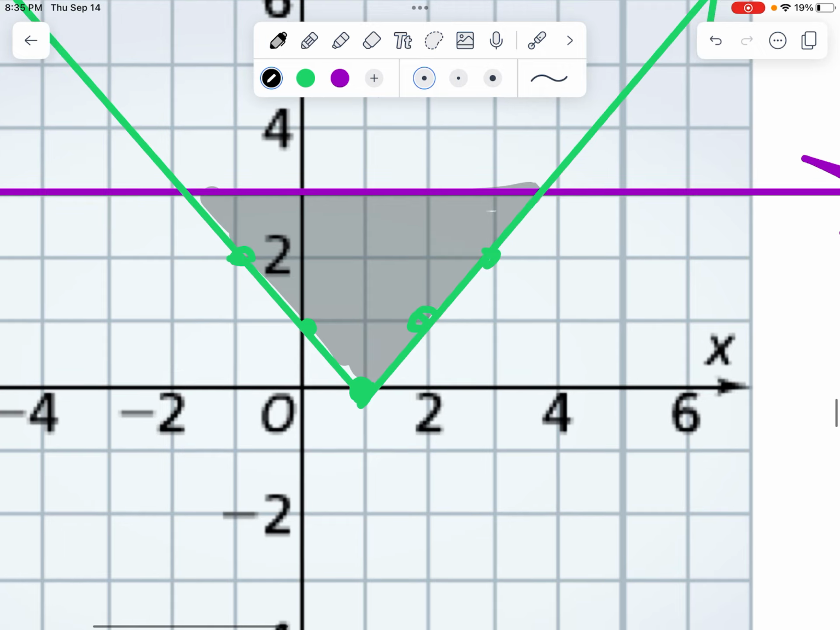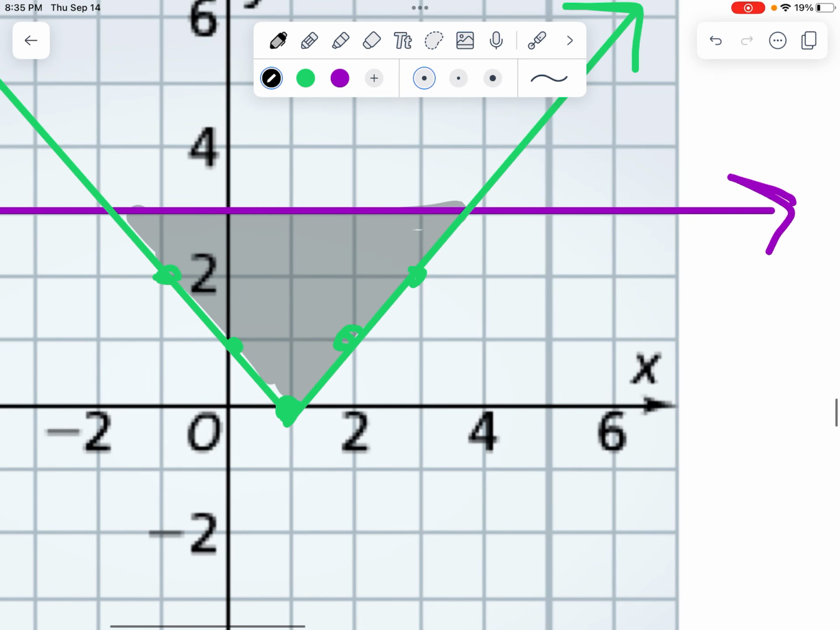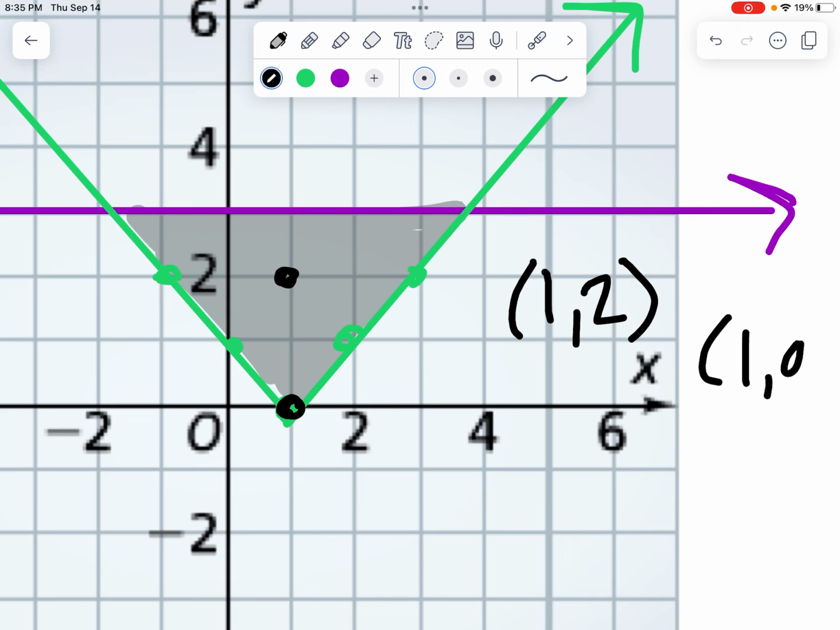All right. What are some solutions? Well, how about over 1 and up 2? That's a solution. Here's a good question: what about (1, 0)? Do you think (1, 0) is a solution? Well, it definitely is, because it's on a solid line. Now, if it was on a broken line, not a solution.